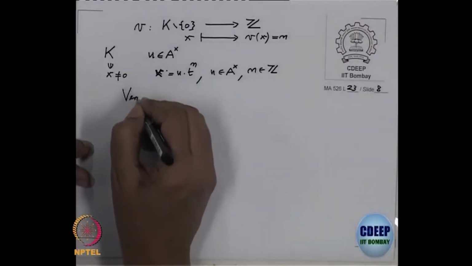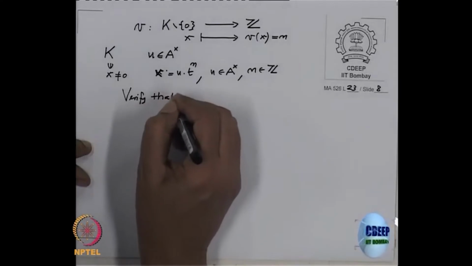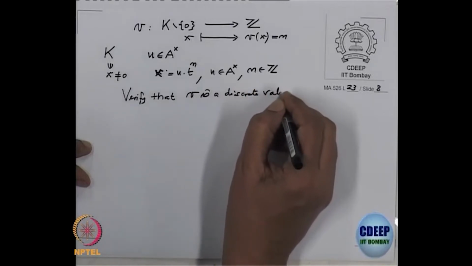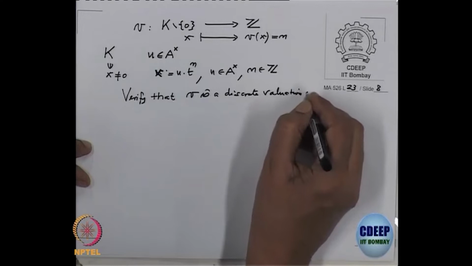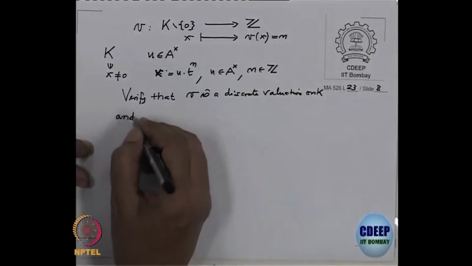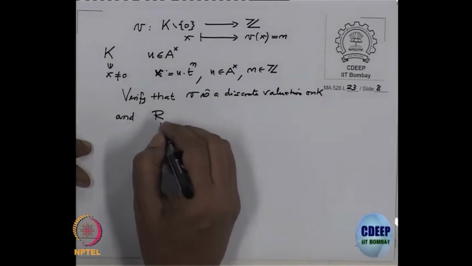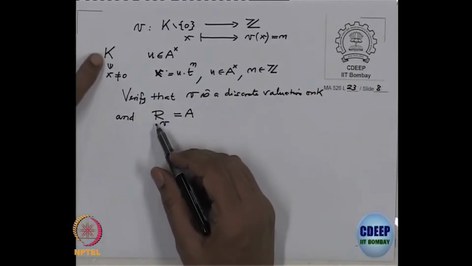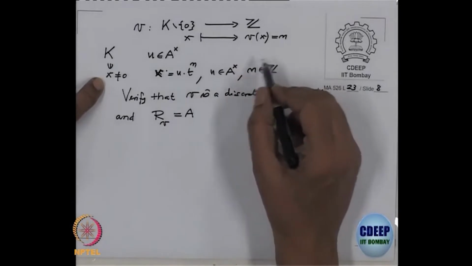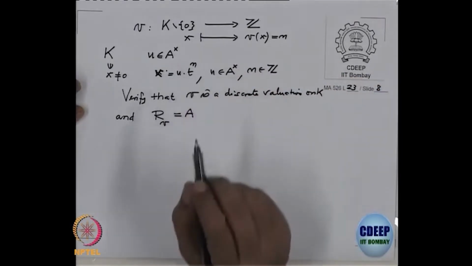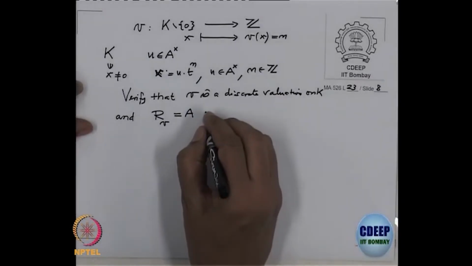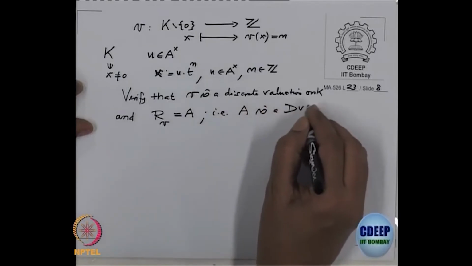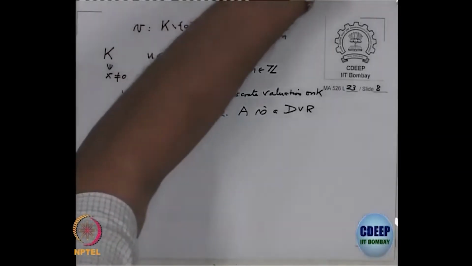Verify that V is a discrete valuation on K, and also it is clear the valuation ring R_V is precisely A, because R_V is precisely those elements of the quotient field where the value is bigger or equal to 0, but that precisely means the elements are in A. So that means A is a DVR. So this proves the theorem completely.